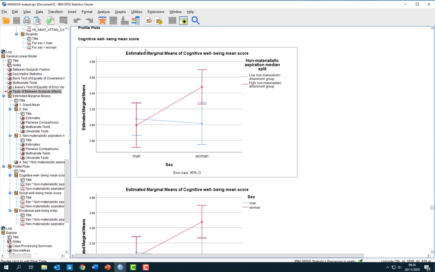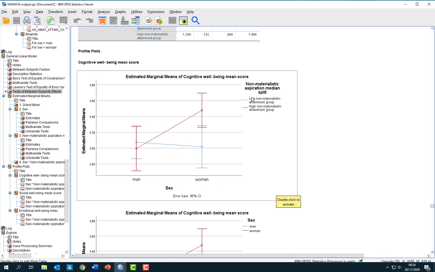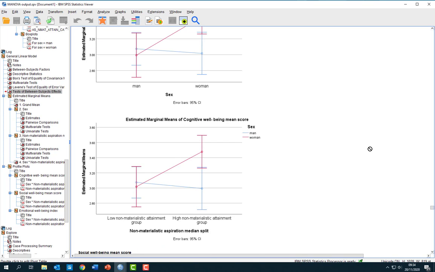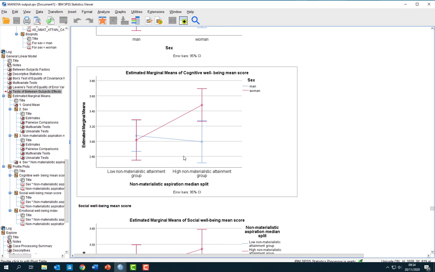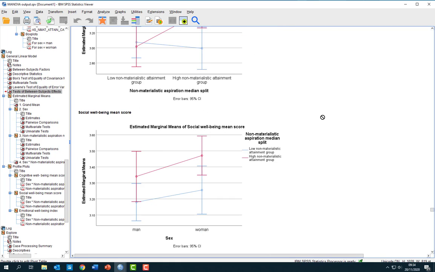To understand the interaction effect, we could explore these. We've split it up in different ways. So for our cognitive well-being in this example, we've plotted the lines as the materialistic group that people are belonging to, and gender or sex along the x-axis, and then we've got the kind of the opposite of that in this graph. So if you were going to report a plot, you'd only report one of those, whichever one you thought actually helps to explain the results more clearly.